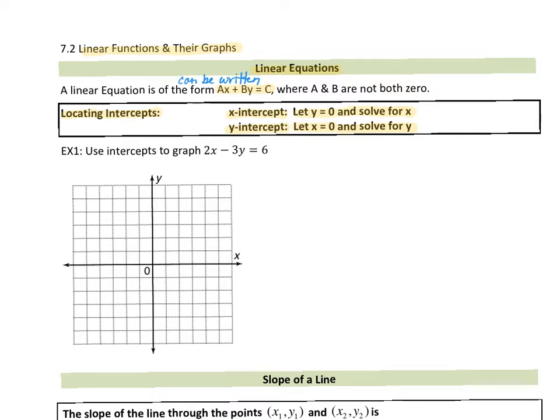So we're going to use intercepts to graph the equation 2x minus 3y equal to 6. So the first thing we want to do is find our intercepts. Oftentimes what I'll do is I'll just make a table of values where I'll put in an x value and I'll get back a y value, or I could put in a y value and get an x value back.